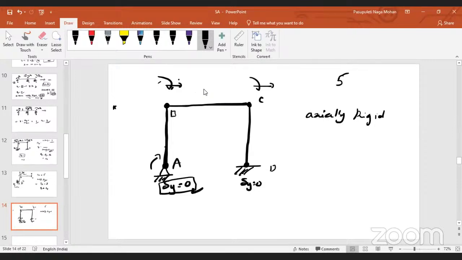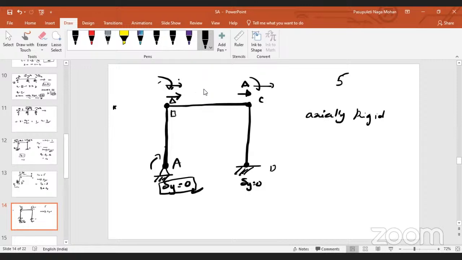Similarly, is there any support reaction existing at point C that will not allow any deflection? No, right? That means deflection at B is also possible. Horizontal deflection at C is also possible. But what we are saying is that these members are axially rigid. What does it mean? If this point has moved by an amount delta, point C also will move by an amount delta.